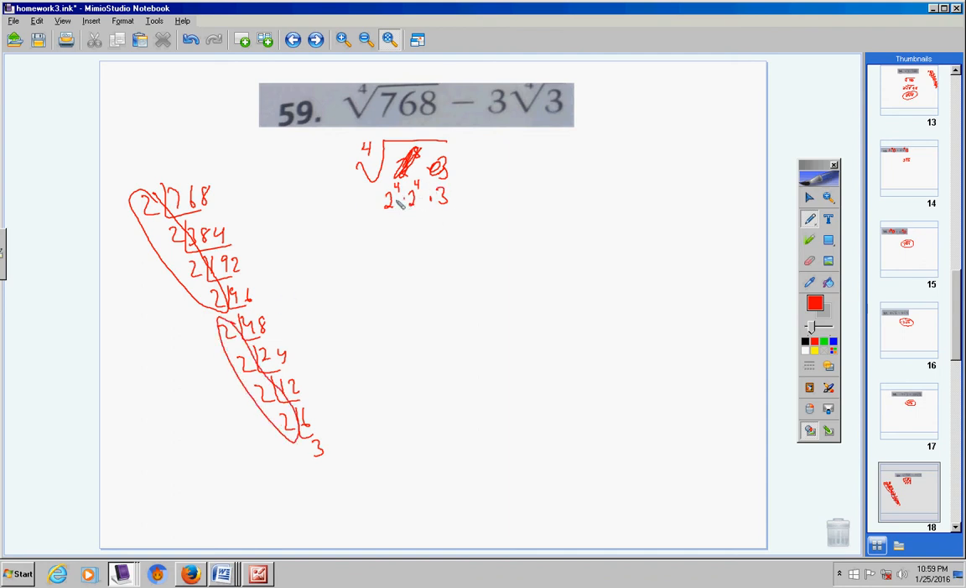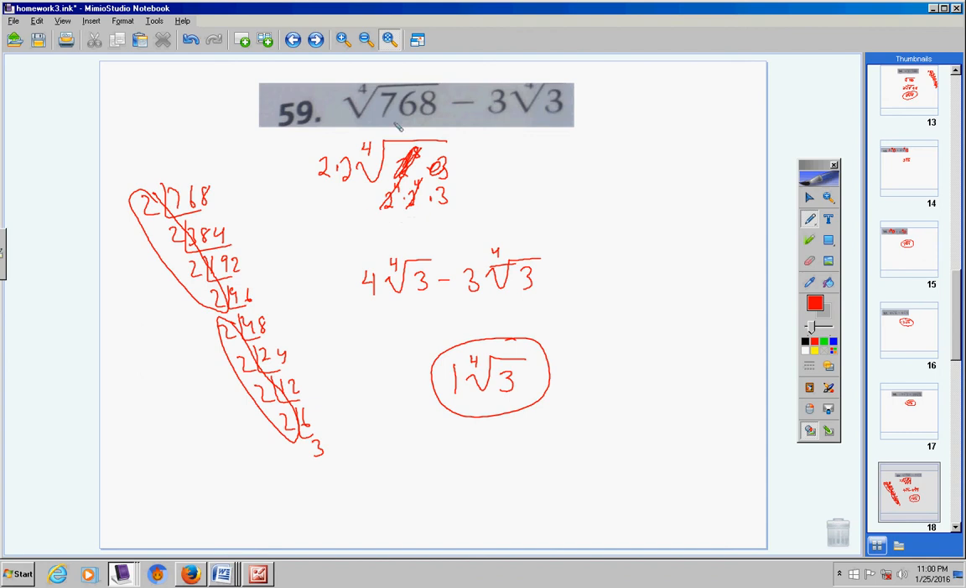Every time I cross off a set, I put one number on the outside. Cross off a set, put a 2. Cross off a set, put a 2. Multiply them. So 4, 4th root of 3, minus 3, 4th root of 3. Now I have common indexes, and I have common radicands. 4 minus 3 is 1. You do not need to put the 1 if you don't want to, but you can if you want to. And there's your final answer.